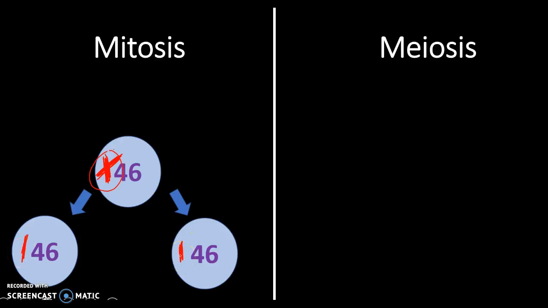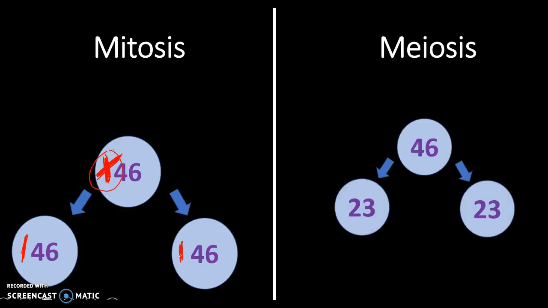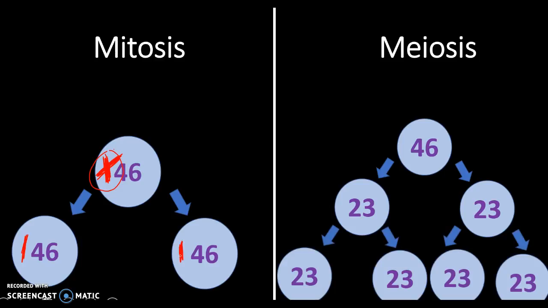Okay, that's mitosis. When we look at meiosis, on the other hand, this is the formation of gametes, or sex cells. During meiosis, we're going to have 1 cell with 46 chromosomes, and that's going to split into 2 cells with 23 chromosomes. Those 2 cells are going to go through cell division again and create 4 cells with 23 chromosomes. So why do we have this reduction in number?